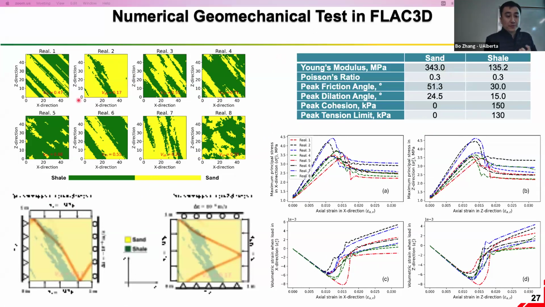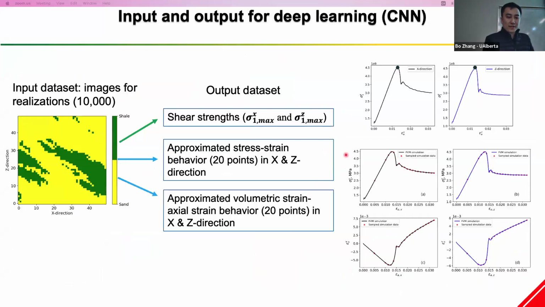And because of the different distributions and volume fraction of the shale, as it shows here, we are going to have very unique stress strain behavior for a single realization, right? So how do we really do that? So then we can use those realizations as training samples. And the output data sets would be shear strength, which is the peak of the stress strain behavior. And also we can use the entire stress strain behavior, also the change of volumetric strain, as an output.